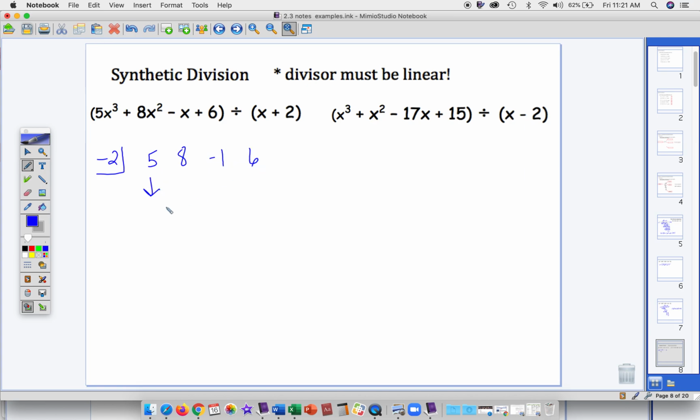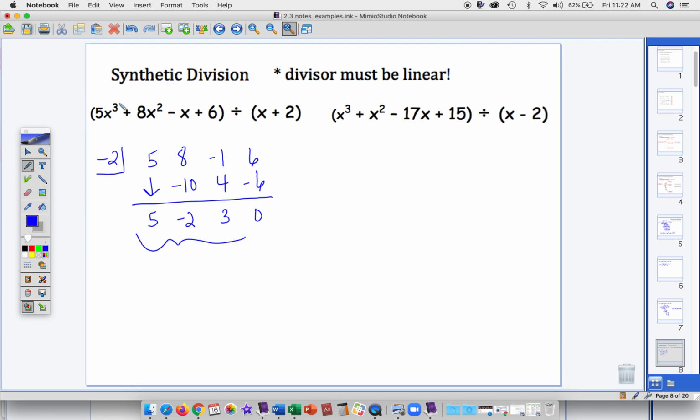And then we start by bringing down the first number, and then we multiply. So it's opposite operations of long division. We're multiplying, and then we add. And then we multiply, and we add. And we multiply, and we add. So what are we left with?